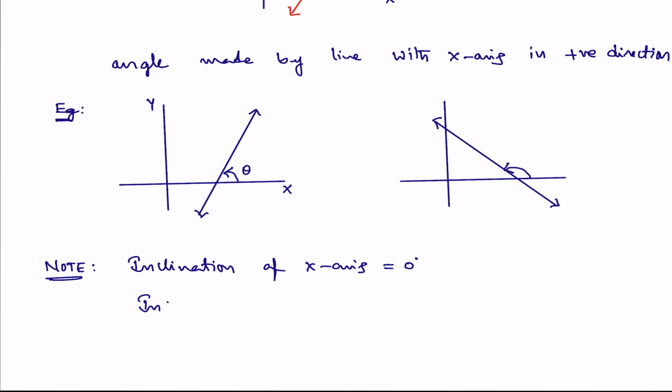Inclination of y-axis. What is the inclination of y-axis? The angle made by the y-axis with the x-axis in the positive direction. It is 90 degrees. Inclination of y-axis is 90 degrees.